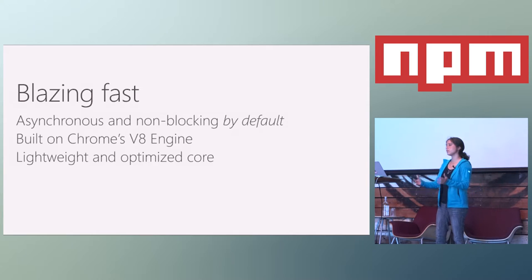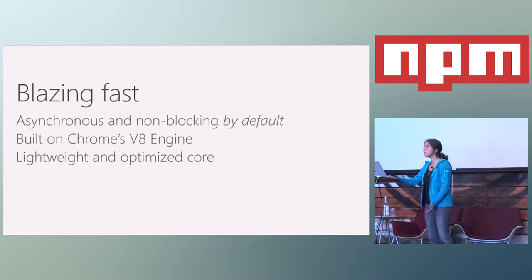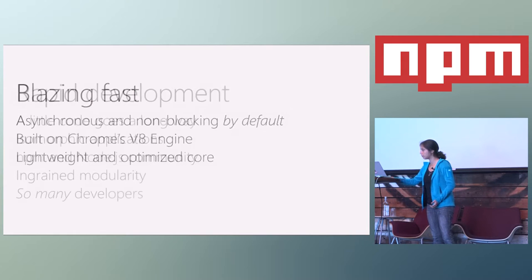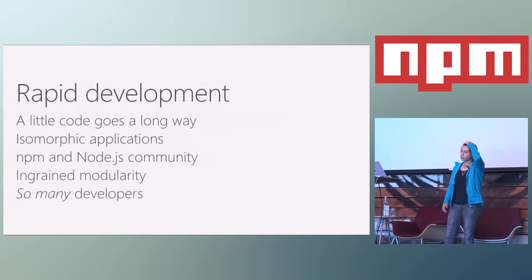Secondly, it was built on Chrome's V8 engine, and VM neutrality discussions aside, that was the fastest JavaScript engine at that time. And then Node itself, just like all the modules that we have in npm, has this lightweight and optimized core, and that philosophy is really embodied throughout the community. Secondly, a little bit of code goes a long way.